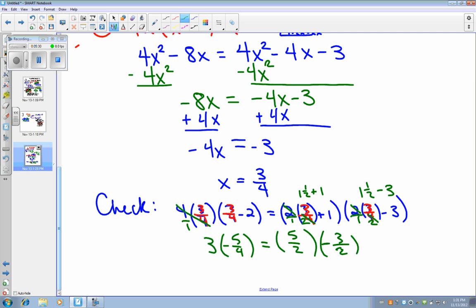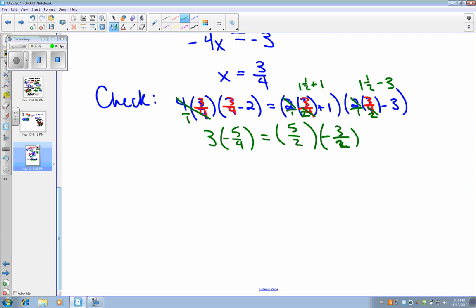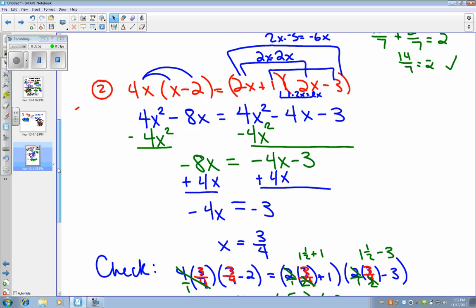So that's just negative 3/2. Let's see if this is true. This is negative 15 over 4. Again, I'm just thinking of that 3 as being over 1, 5 times negative 3 is negative 15, 2 times 2 is 4. And that'll help you also strengthen some of your multiplication skills, your negatives, fractions, and all that.